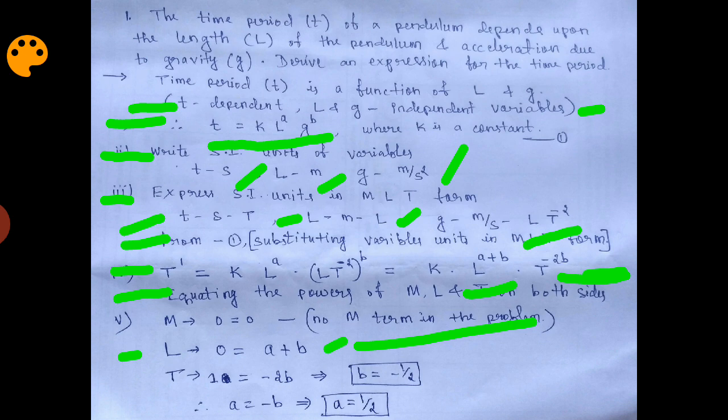Further, for time we have T raised to 1 is equal to, if you see here, T raised to minus 2b. It comes from T raised to minus 2 raised to b, which will be T raised to minus 2b. So we will get 1 is equal to minus 2b. On simplifying, we'll get b is equal to minus half. If you substitute the value of b in this equation, we'll get a is equal to half. You can simplify in your own way, whichever is easy. This way we will get the values of a and b.